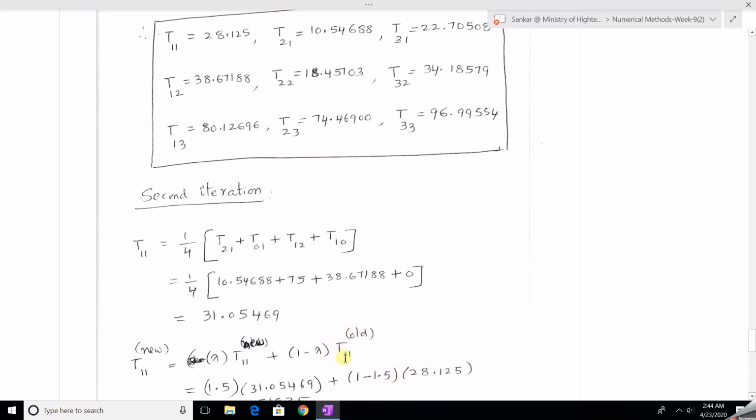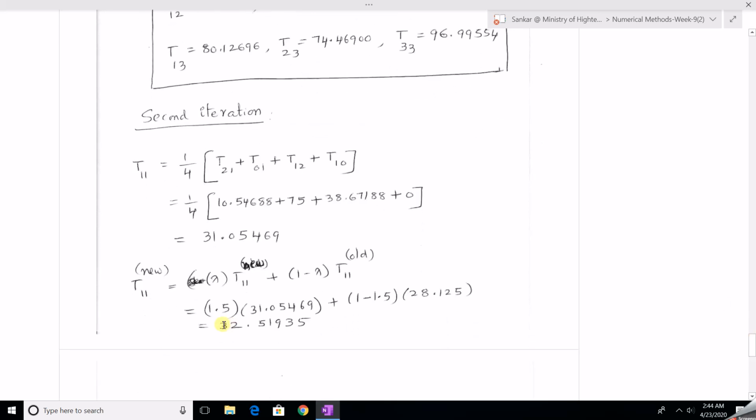Now what is this T11 old? The value in the first iteration. This is the old value now. So T11 old will be 28.125, that I substituted here, 28.125, the old value of T11 from the first iteration. Now if you simplify, you will be getting 32.51935. So this is the better approximation of T11 after the second iteration.